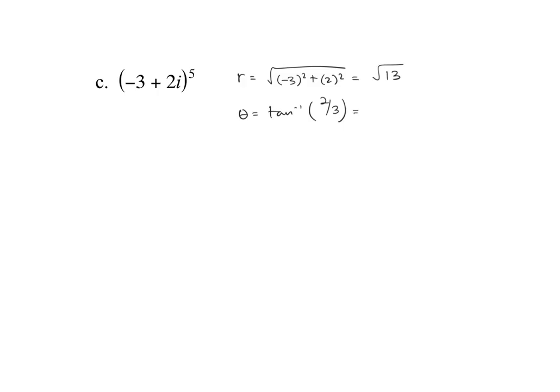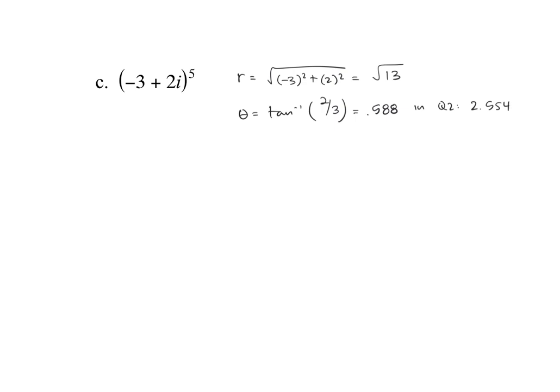Again, that's not an angle that we're going to find on the unit circle. So we just need to estimate the inverse tangent of 2/3 to be 0.588 radians. Now that's in quadrant 1, and this complex number, negative 3 plus 2i, is in quadrant 2. So it's going to be pi minus this value. That's 2.554 radians.